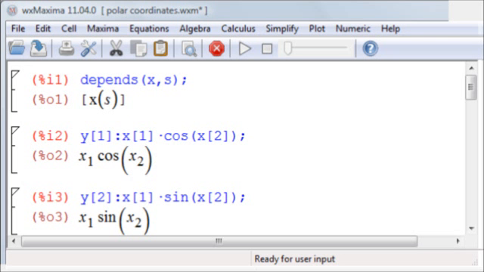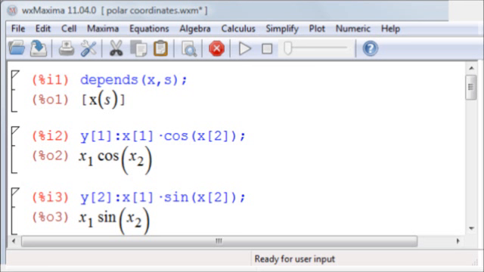So here we are on the computer. I'm using an open source piece of software, a computer algebra system called Maxima. There's a link to the download in the description box. And the blue entries here are what I type in, and all the other stuff is what the computer spits out. So first I say, I have coordinates x, and they depend on s. So I say depends x on s.